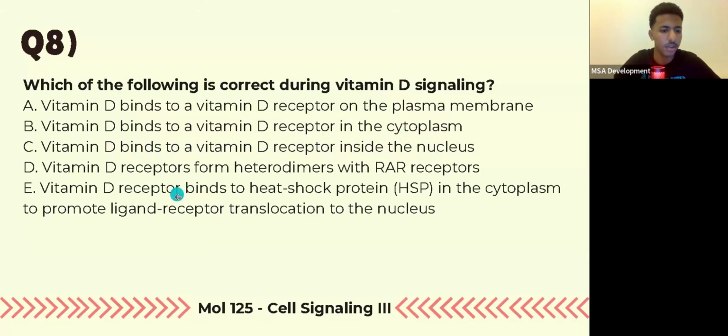Now let's look at D and E. Vitamin D receptors form heterodimers. We're correct until now. And then with RAR receptors, it's incorrect. We said always with RXR. And then option E says vitamin D receptors bind to heat shock proteins in the cytoplasm to promote ligand receptor translocation to the nucleus. Incorrect. They don't bind to heat shock proteins. It does bind to co-repressors though.